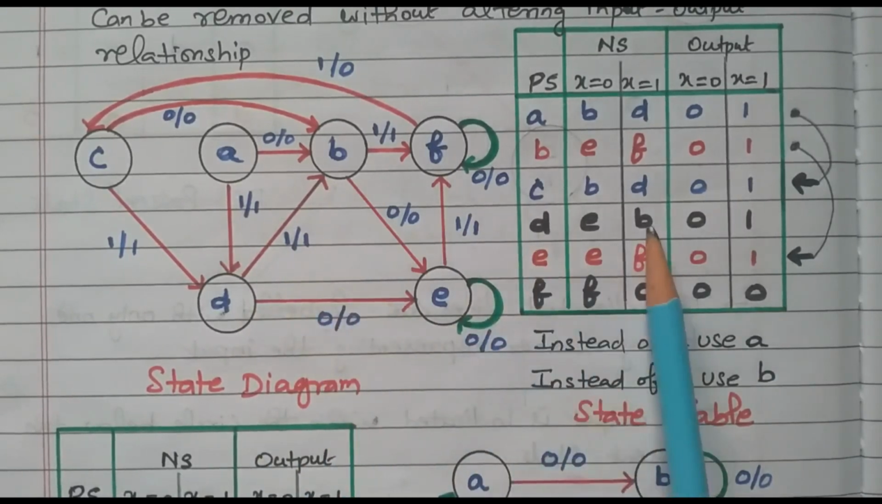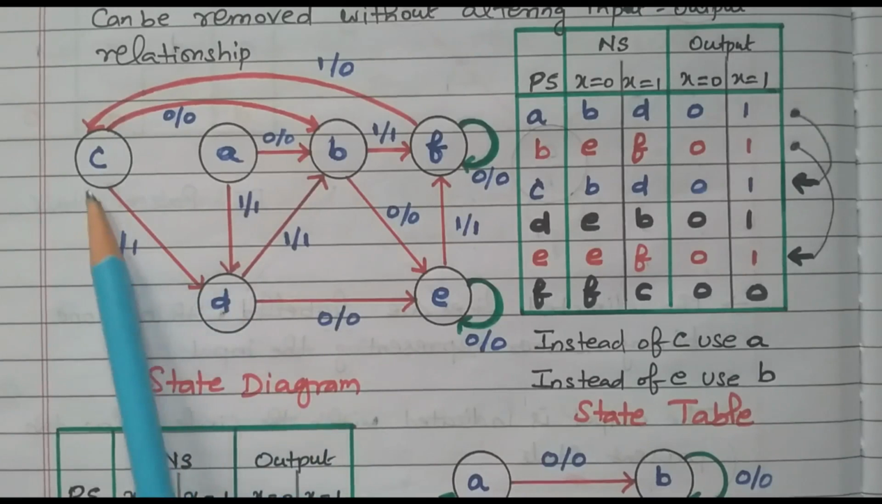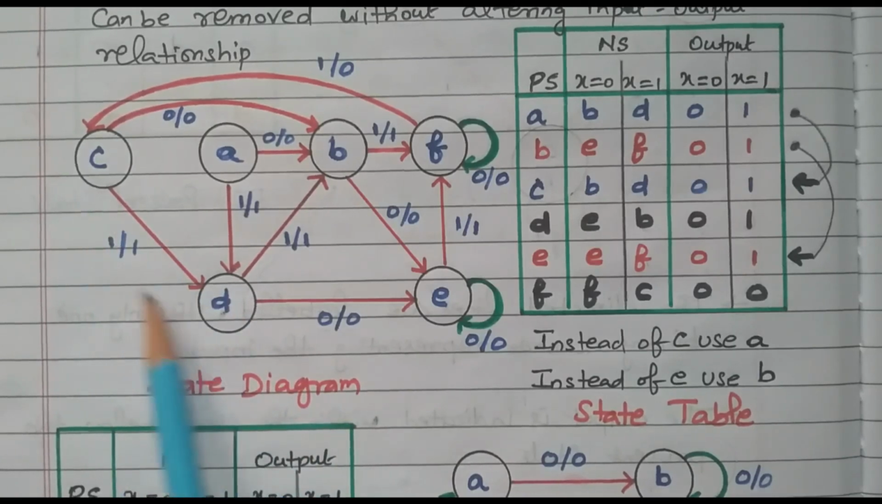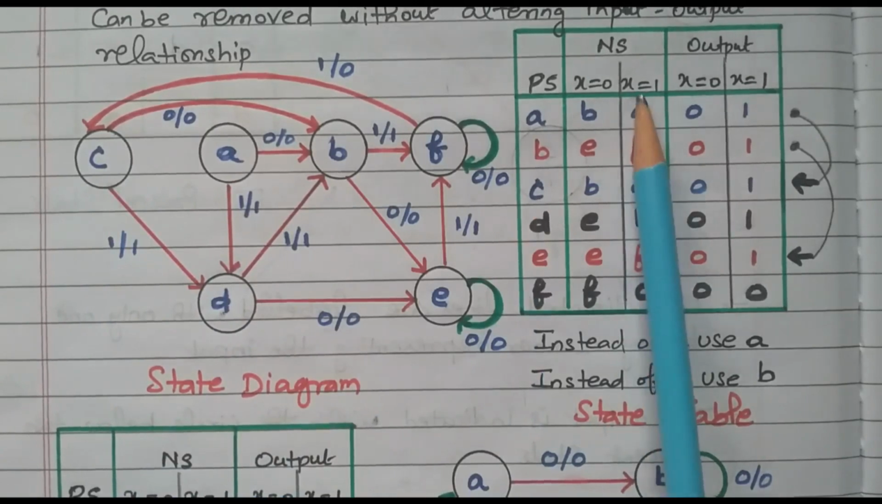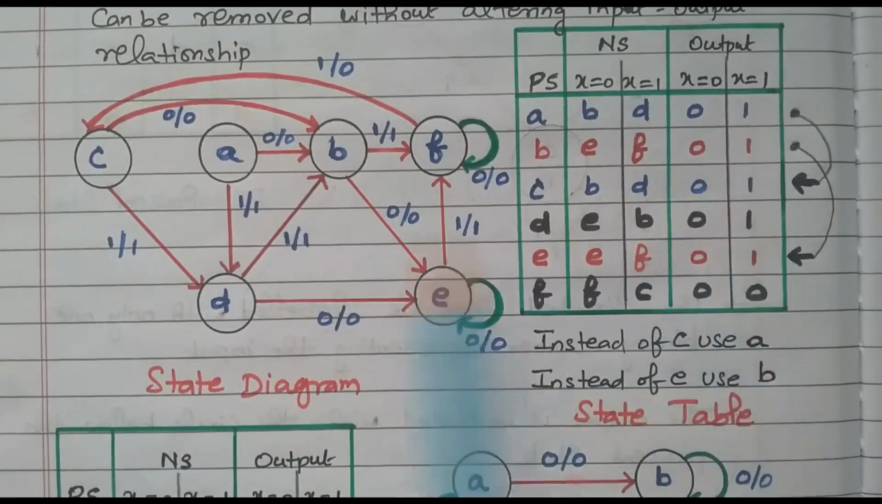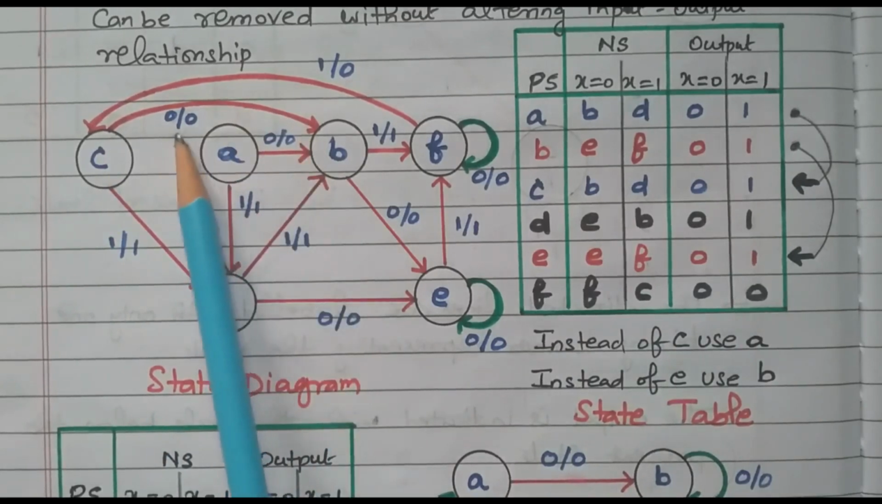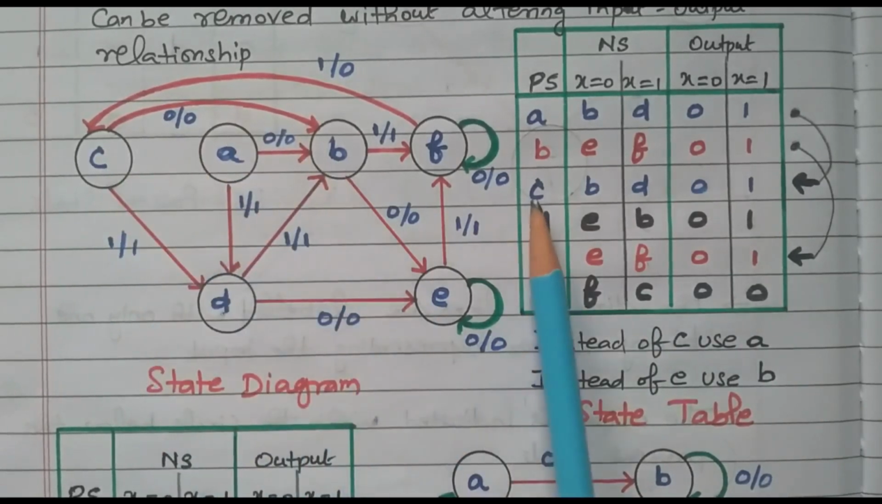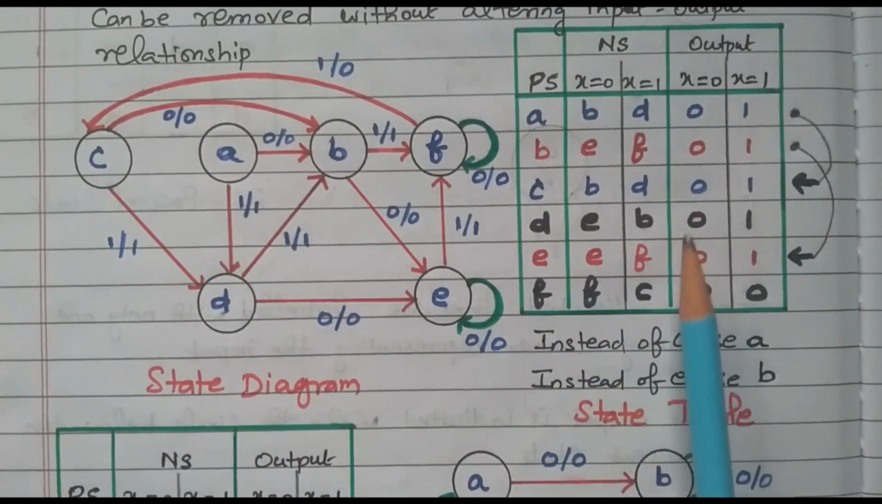D goes to B, for input 1, output also 1, right? Now this is completed. Now we will go to C. C goes to D, for input equal to 1, output also 1, right? Another thing, C goes to B, for input 0, output also 0, right?